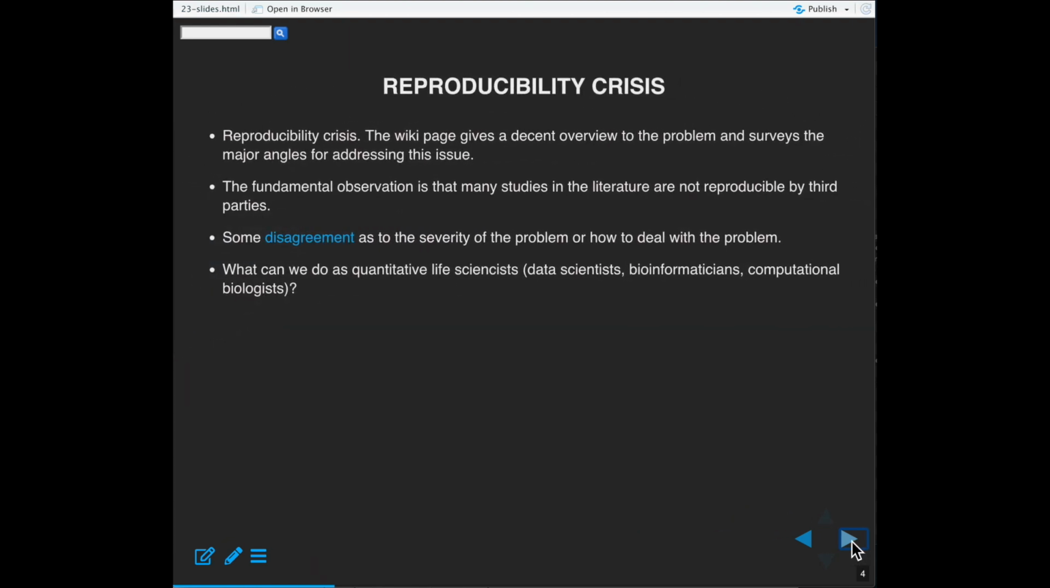Some of you may have heard of the reproducibility crisis. The wiki page in the reading gives a pretty decent overview of the main problems. The fundamental observation is that many studies in the literature are not reproducible by third parties. Now, here the studies, for us, are mostly related to life sciences, but the reproducibility crisis extends to other areas, economics, for example, both medical and basic research communities in biology and the life sciences. But computer science and many other areas are affected by this.